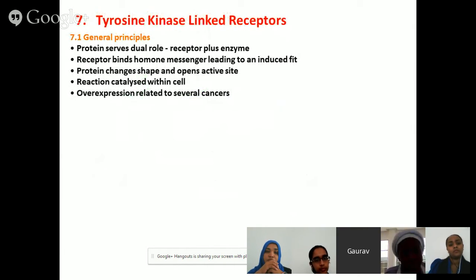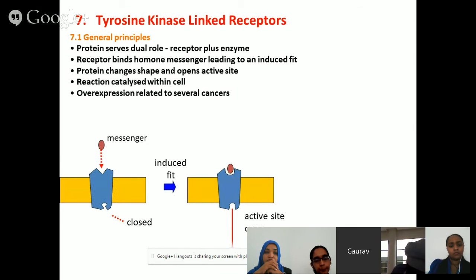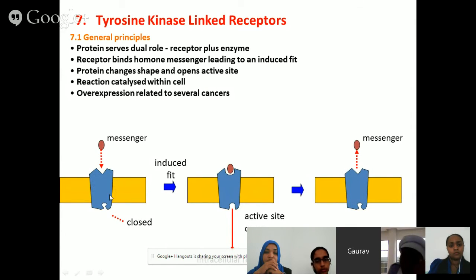Next, let's discuss the tyrosine kinase linked receptor. This is the third type of receptor, the tyrosine kinase linked receptor. Again, you can see in this figure, messengers are binding on a binding site, activating a closed gate. This activation of this closed gate will produce different types of cellular responses. How they produce a cellular response, we'll discuss in the next slides.